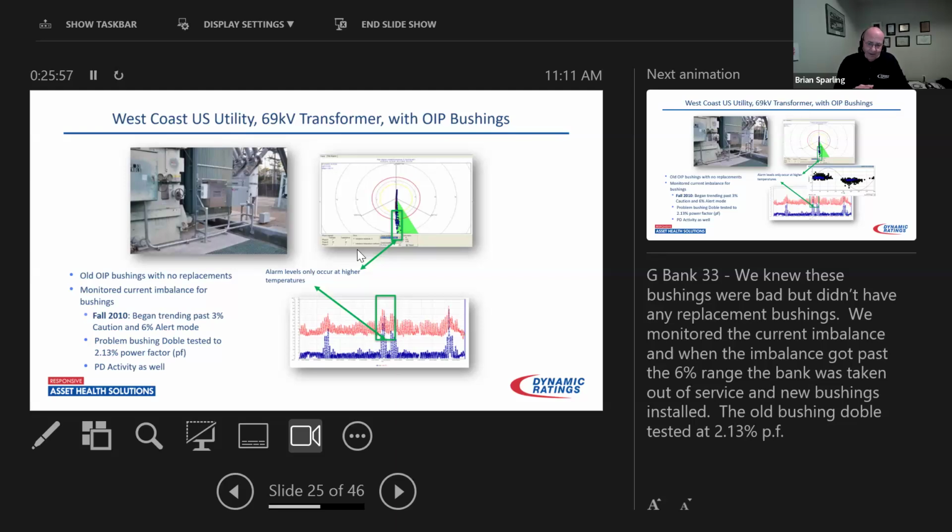The other thing that goes into this is the influence of temperature on power factor, or the influence of temperature on the leakage current. The graph down below, you see the red trend and the blue trend.